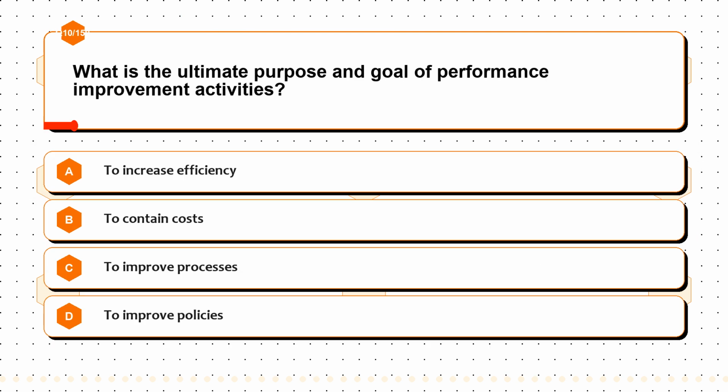Question 10. What is the ultimate purpose and goal of performance improvement activities? Here are the options. Option A, to increase efficiency. Option B, to contain costs. Option C, to improve processes. Option D, to improve policies.